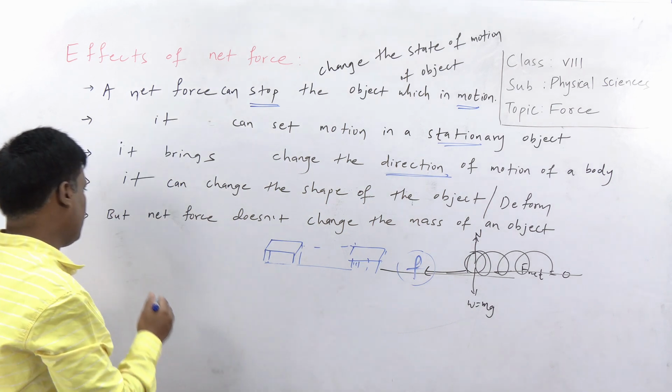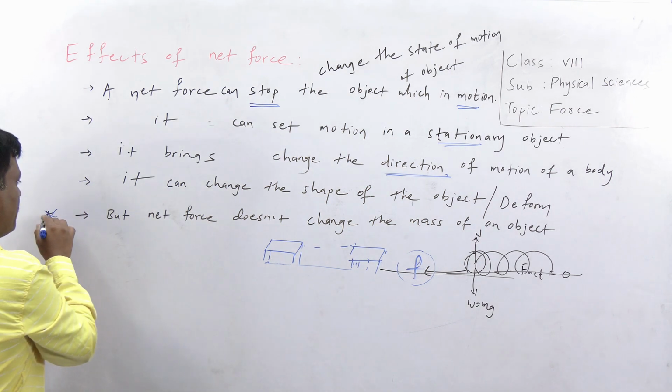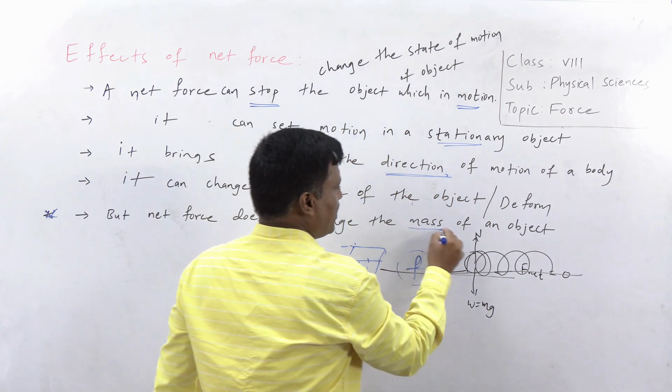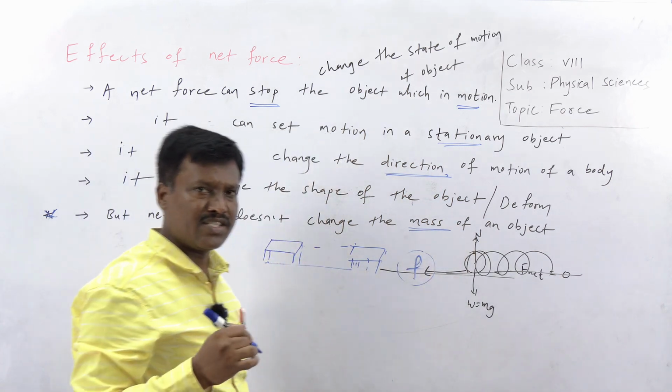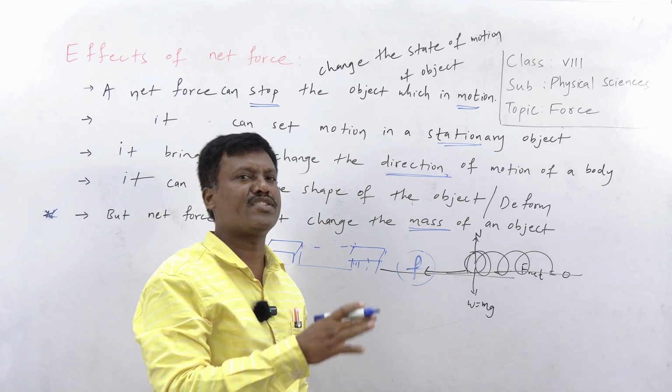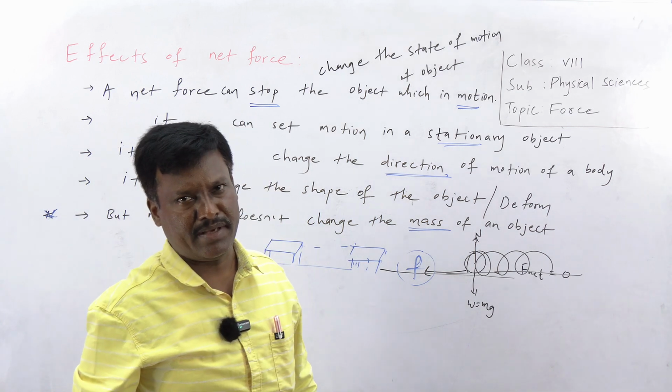But one thing you have to remember, this is a very, very important thing. Net force never changes the mass of the object. Mass of the object is constant. Mass of the object is fixed. Mass can neither be created nor be destroyed. That is called the law of conservation of mass.